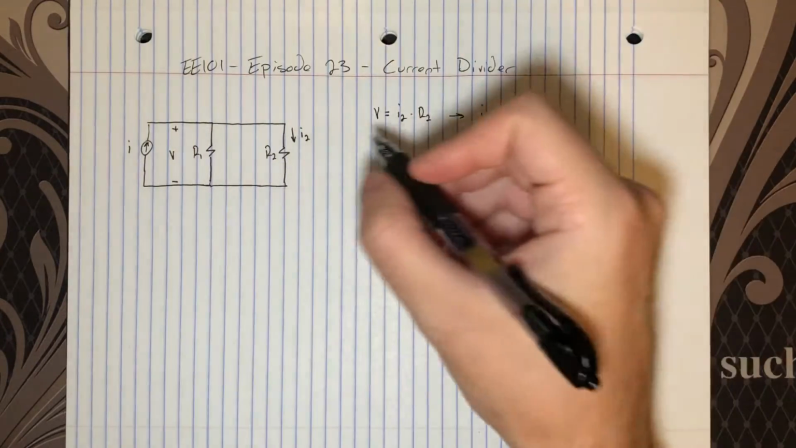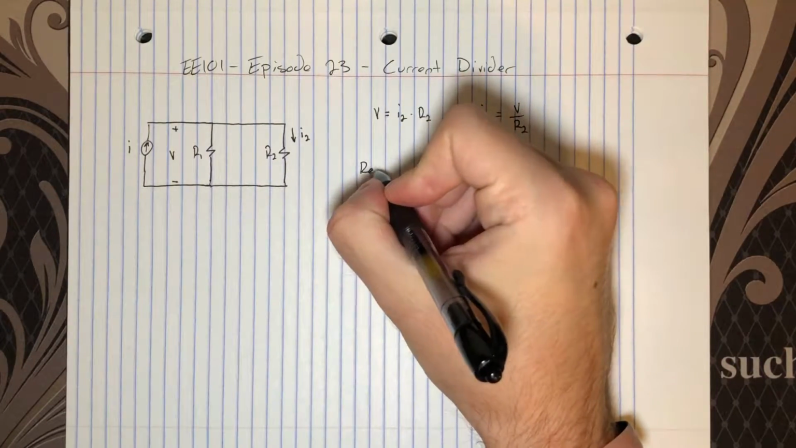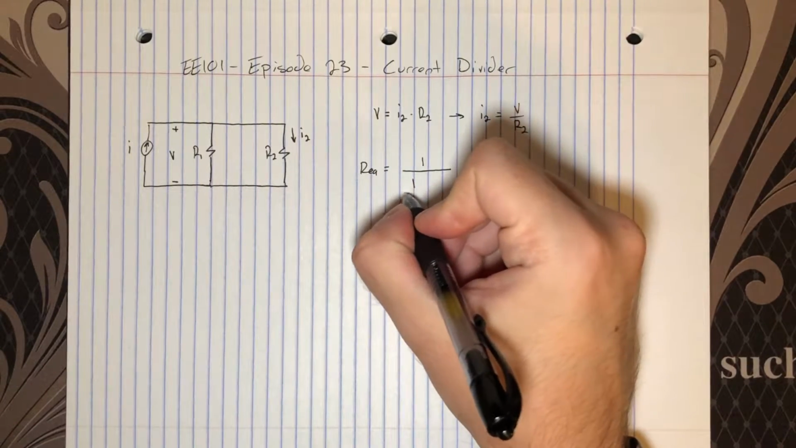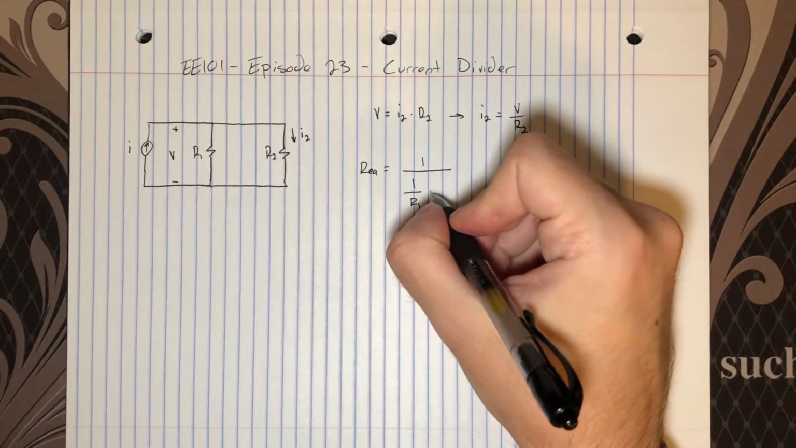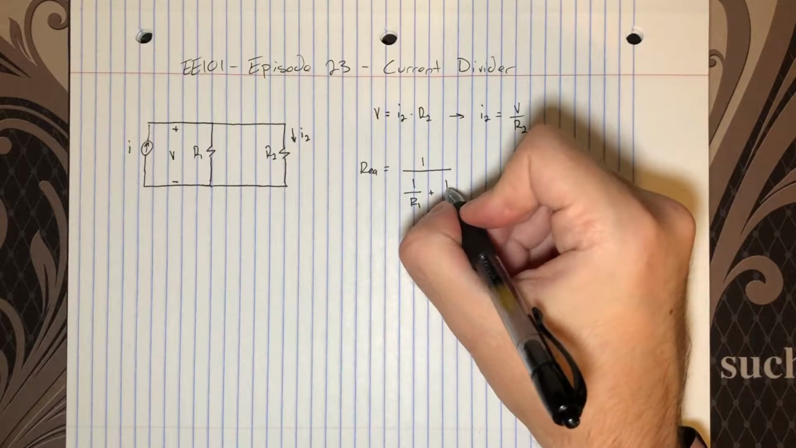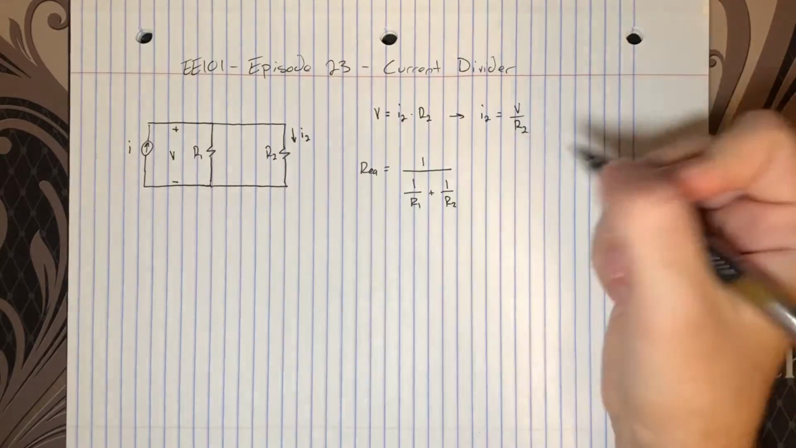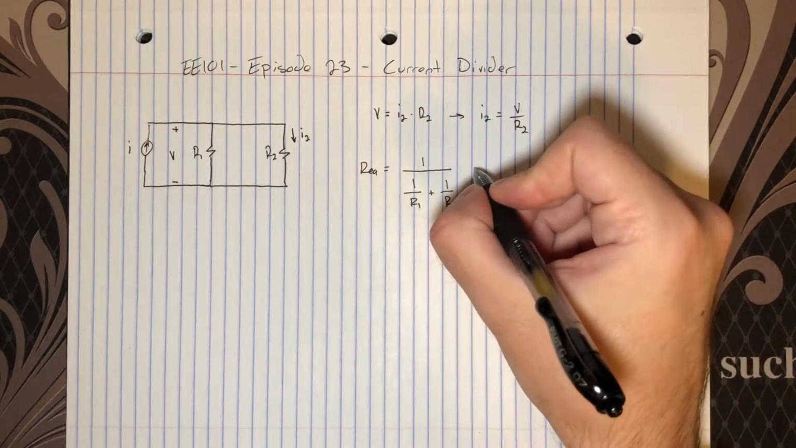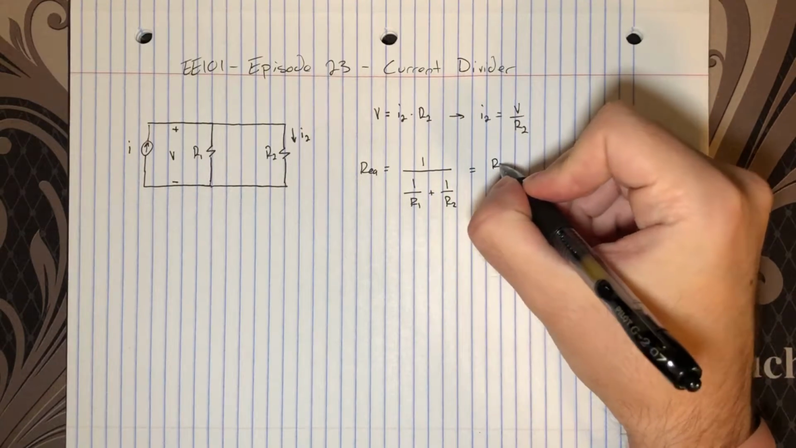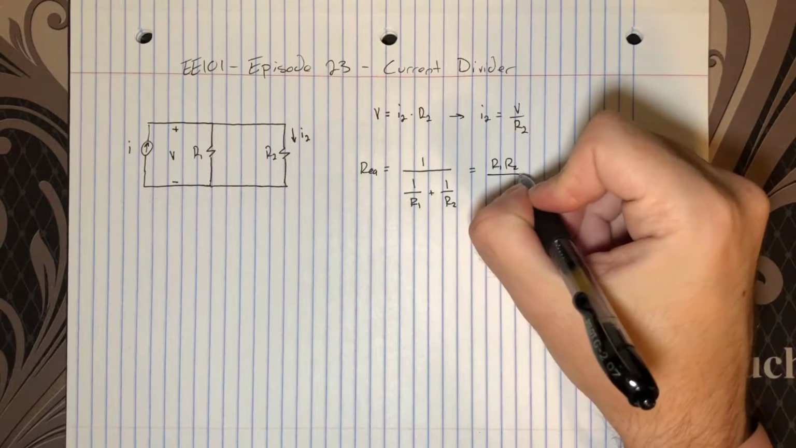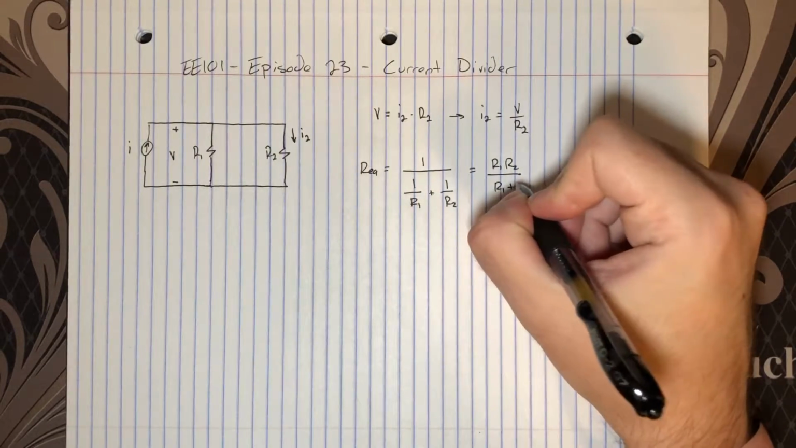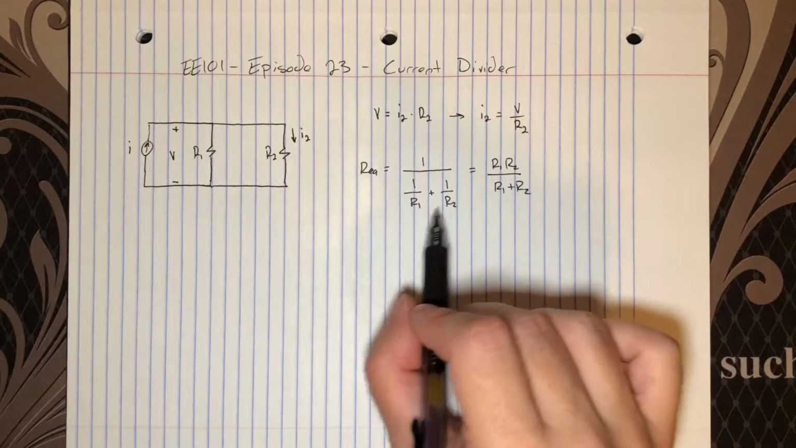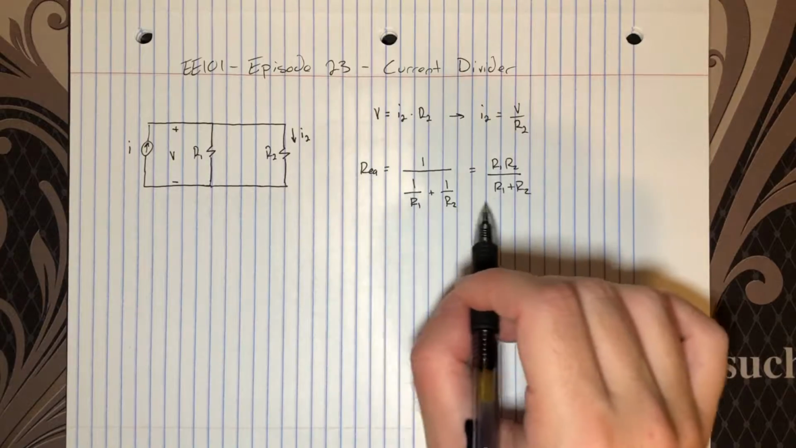For the case of two resistances, we know that the equivalent resistance is equal to 1 over the quantity 1 over the first resistance, R1, plus 1 over the second resistance, R2. And in the case of two resistors, this expression simplifies to something kind of cute. It's just R1 times R2 divided by R1 plus R2. And if you just multiply through the top and the bottom by R1 and R2, you'll get this right here.